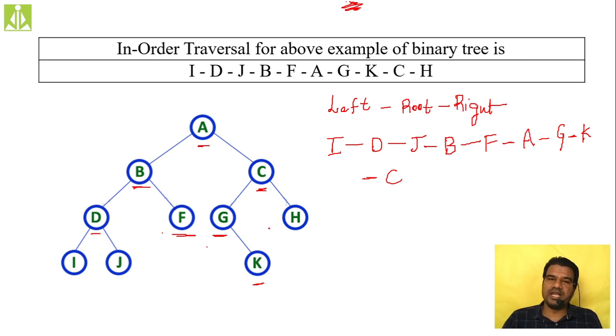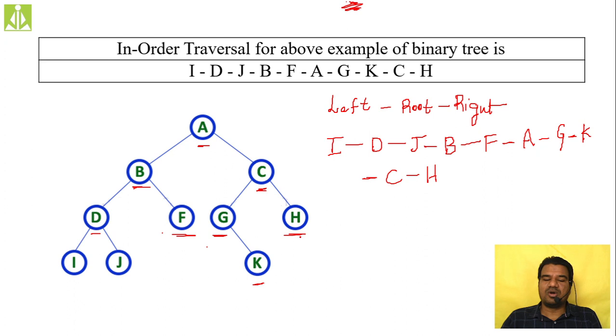First I have to check the left side. So do I have any left side of this H? No, I don't have. So simply, if there is no left side, then visit the root. I am visiting H. Visit H. Okay, H is visited. Then you try for right. After root, try for right. Right do we have? No, we don't have any right. So here only we stop.